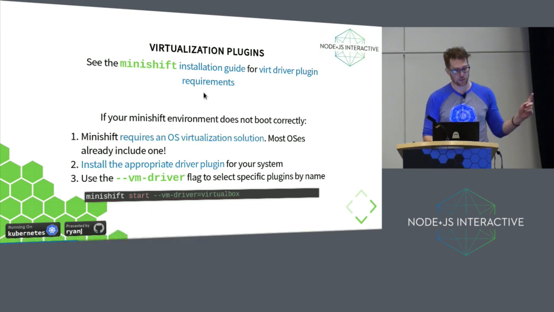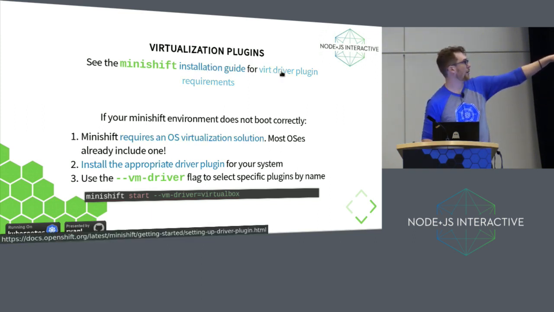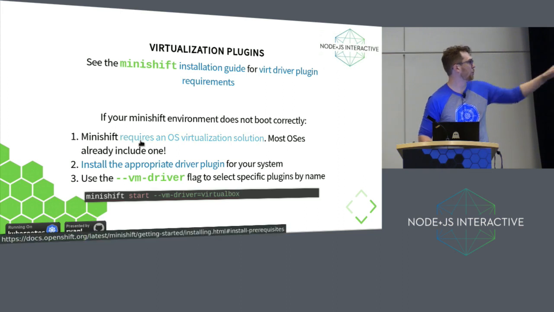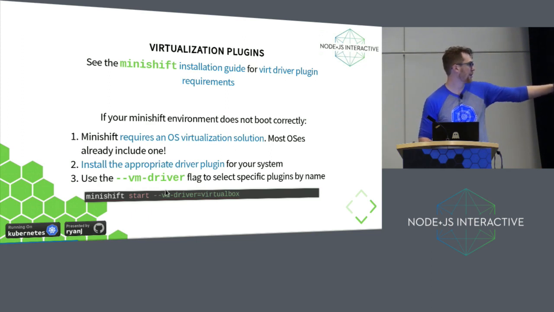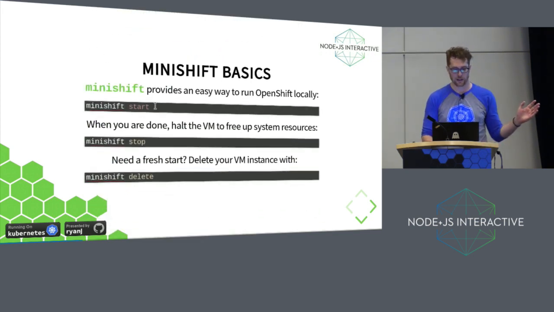If Minishift doesn't boot correctly, click through on this installation guide for your virtualization driver plugin. You usually just have to do this once, but Minishift will try to reuse your machine's virtualization solution. So if you already have KVM, xhyve, VirtualBox, whatever you've got, you just need the right bindings for that VM driver, and then you can do minishift start and specify which VM driver if you want to select a specific one. Once you get that all set up, booting up your own cluster should be as easy as minishift start, minishift stop to halt and reclaim your RAM, and minishift delete if you want to remove the VM entirely.